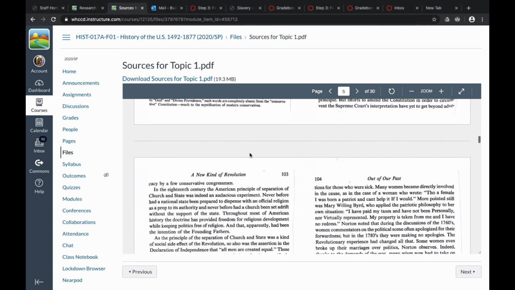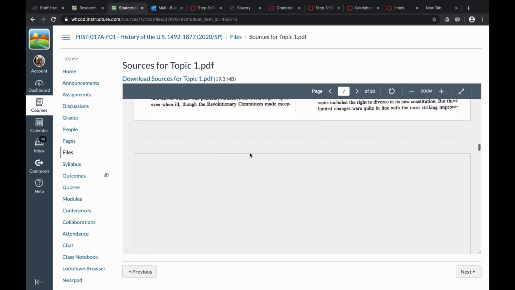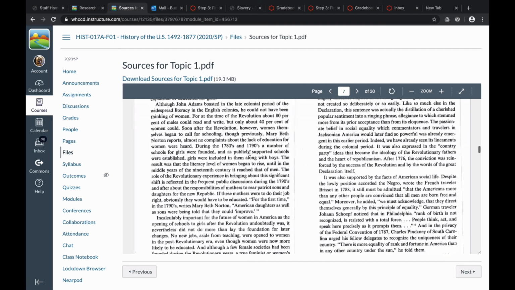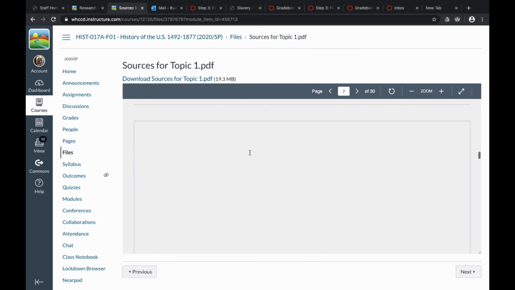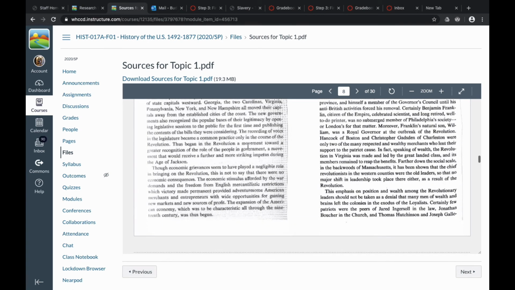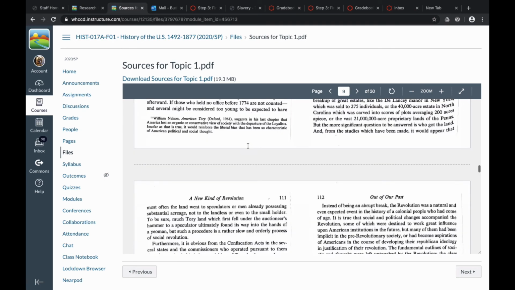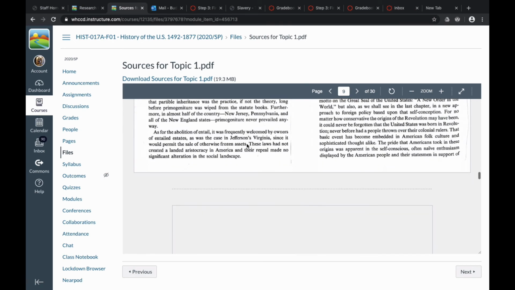So let's keep scrolling down here. And see, this is a lot of extra reading, which is why you need to chip away at it over the course of the semester up until the due date. If you wait until the last minute, then you're probably going to have a much harder time completing it. All right, so let's get to the next source. Here we go.